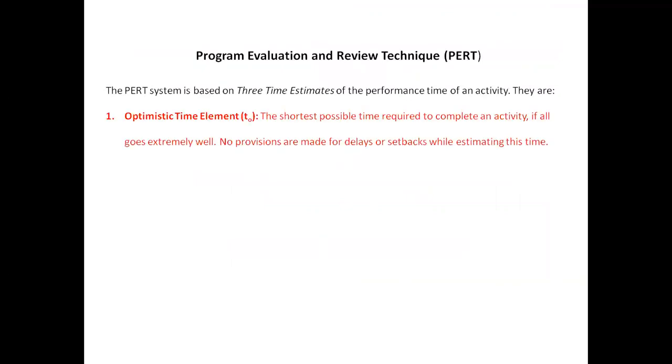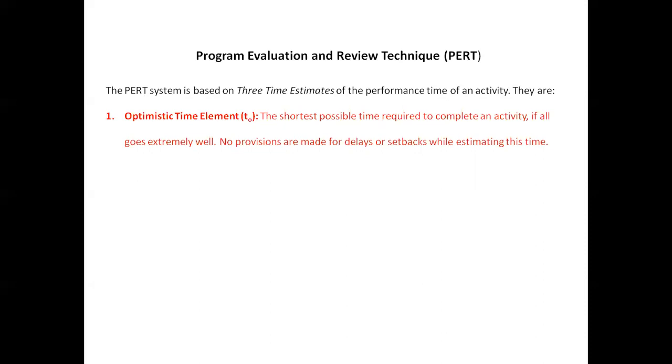The optimistic time element, which is denoted by T suffix O, is the shortest possible time among the three time elements required to complete an activity. It assumes all things go extremely well. No provisions are made for delays or setbacks while estimating this time.